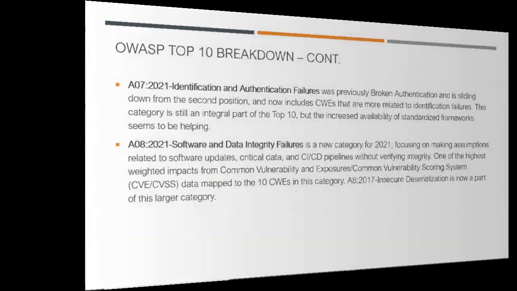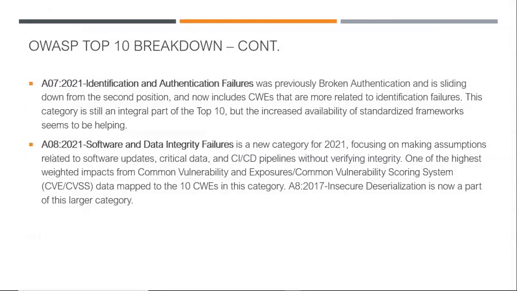A07:2021 Identification and Authentication Failures was previously Broken Authentication and is sliding down from the second position and now includes CWEs that are more related to identification failures. This category is still an integral part of the top 10, but increased availability of standardized frameworks seems to be helping.